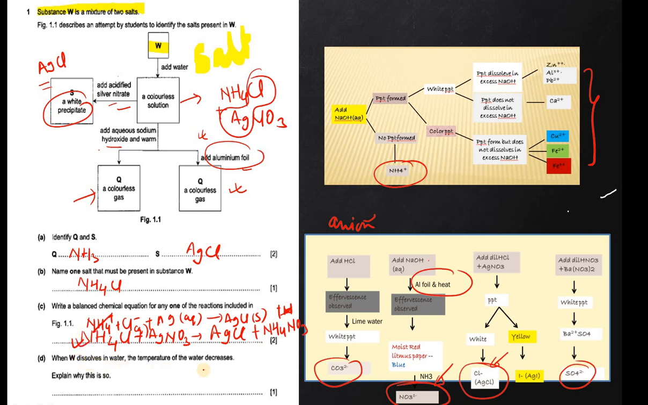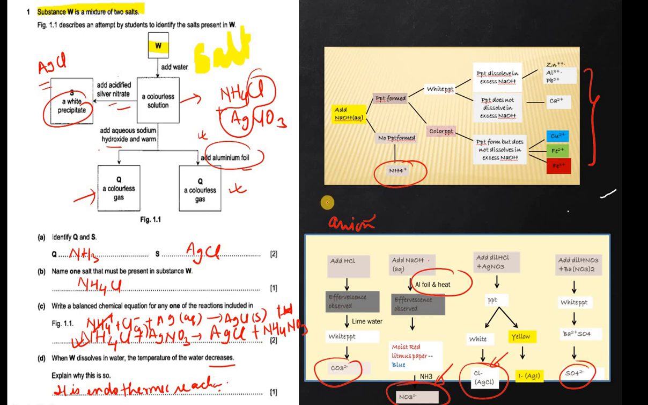When W dissolves in water, the temperature of water decreases. So when they're saying water temperature decreases, it means what? Basically it is going to cool off, right? It means it is an endothermic reaction. So you can just simply write and explain that it is an endothermic reaction. Okay. When heat is absorbed from the surroundings, it means temperature is decreasing. So it is an endothermic reaction, like that.